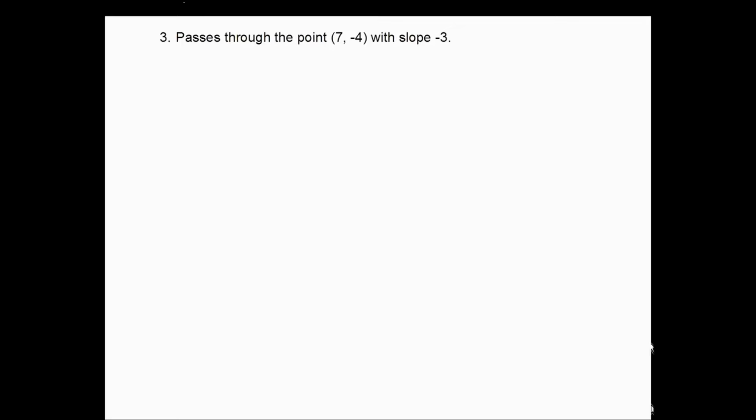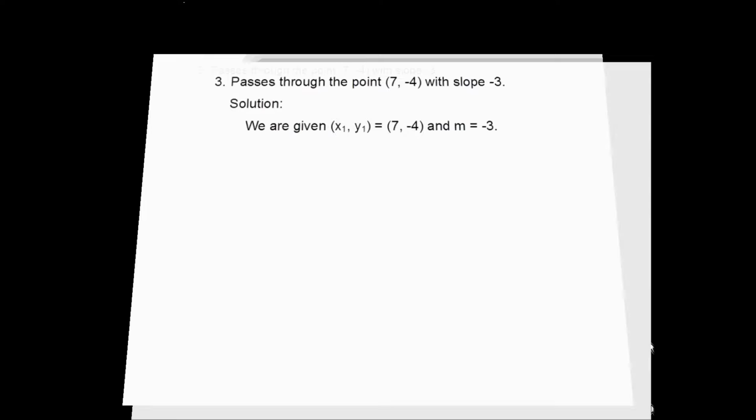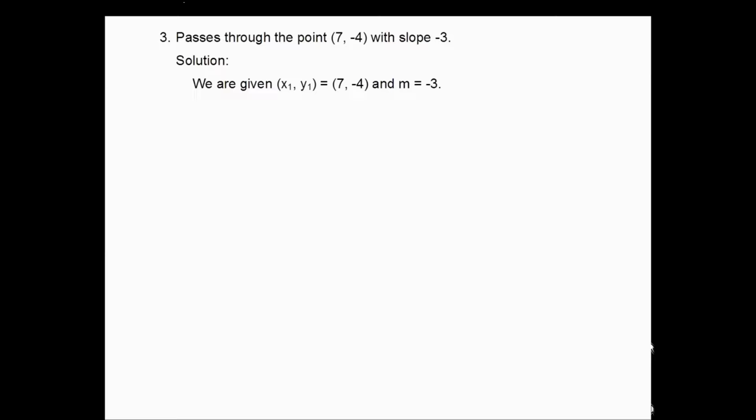Number 3. It passes through the point (7, -4) with slope -3. Okay, I've given you a nice slope. I've given you an integer. But notice, you're given a point and a slope. So we're going to start off with point slope form. So my x1, y1 is (7, -4), and my m is -3.